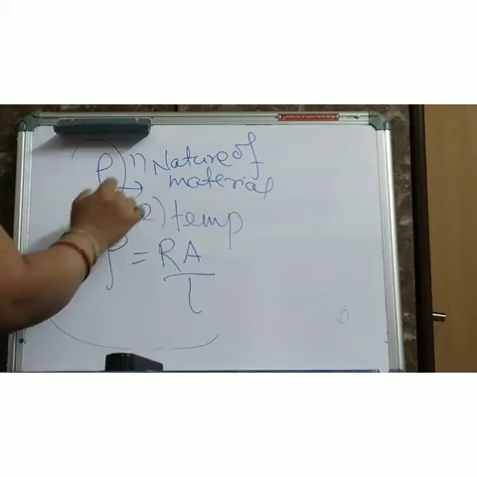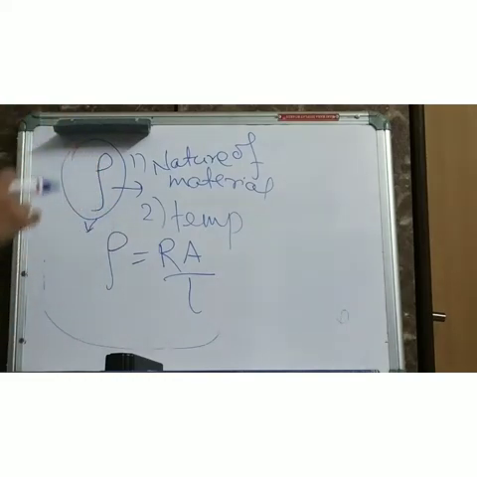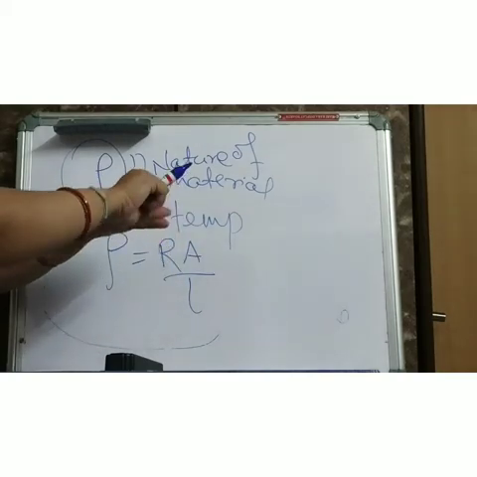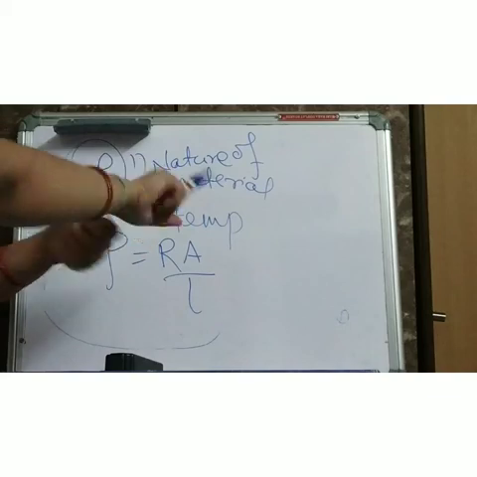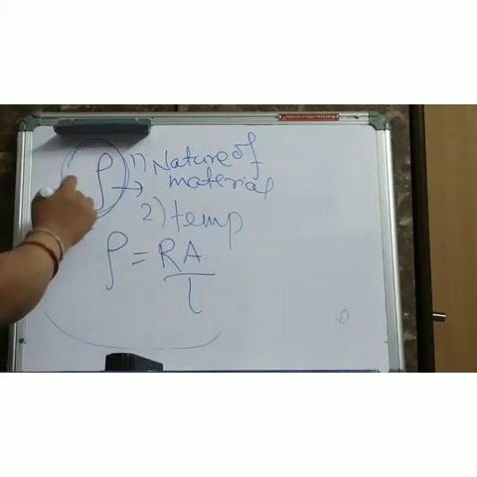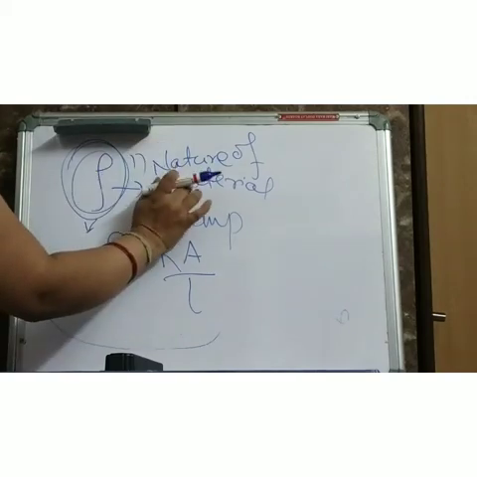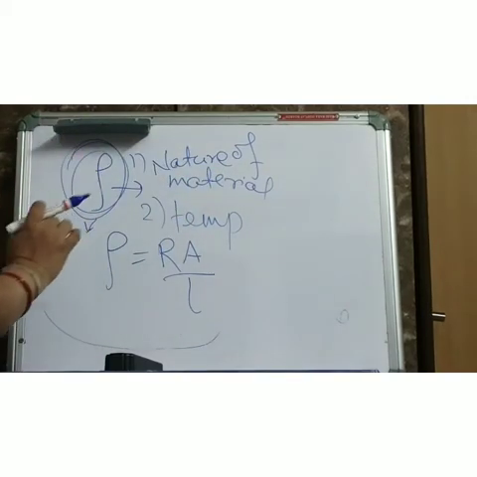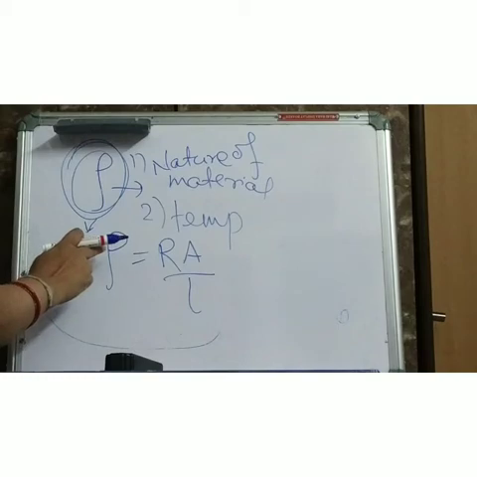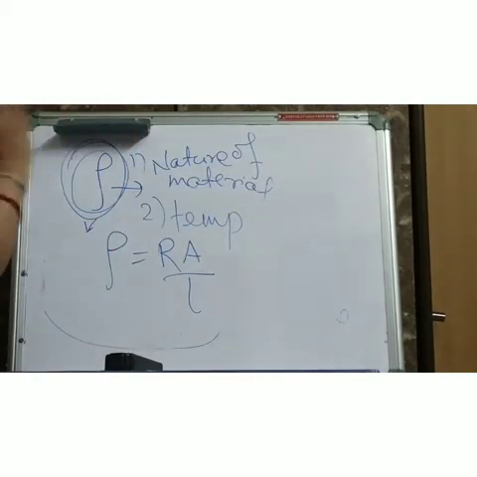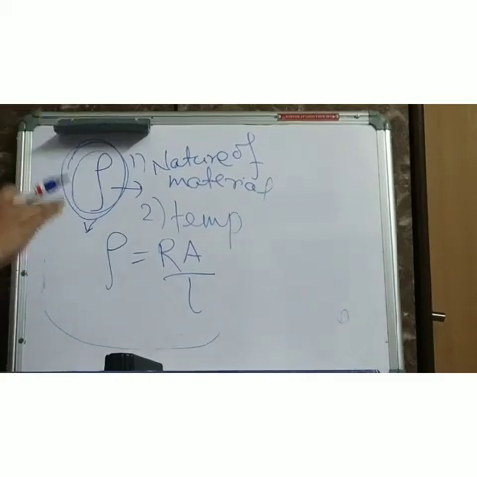Resistivity, you can say, is the natural resistance of a material. So it is a natural thing, it will not change. If you bend the copper wire, or twist the copper wire, will the resistivity change? No, it is fixed. So rho depends on the nature of material, which means R is also dependent on the nature of material.